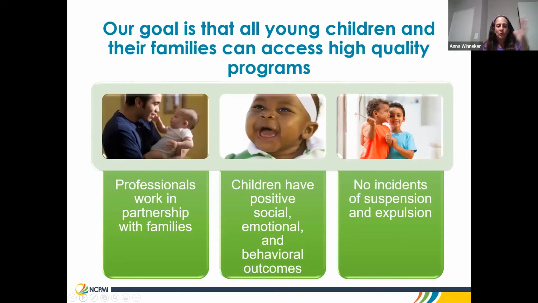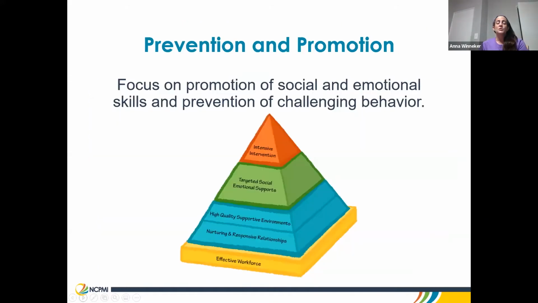So just to start out with, we want to think about what is our goal with a pyramid model. And our goal is really that all young children and their families can access high quality programs. So, what we mean by that is that we have professionals who are working in partnership with families to support children. We're talking about children having positive social, emotional, and behavioral outcomes. And we're also talking about eliminating incidences of suspension and expulsion. So our big focus is on prevention and promotion.